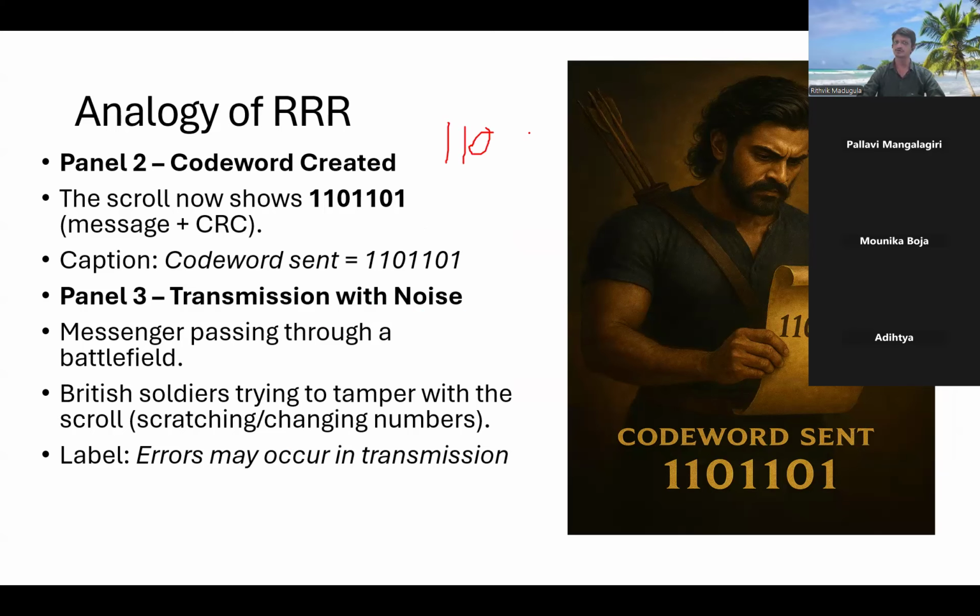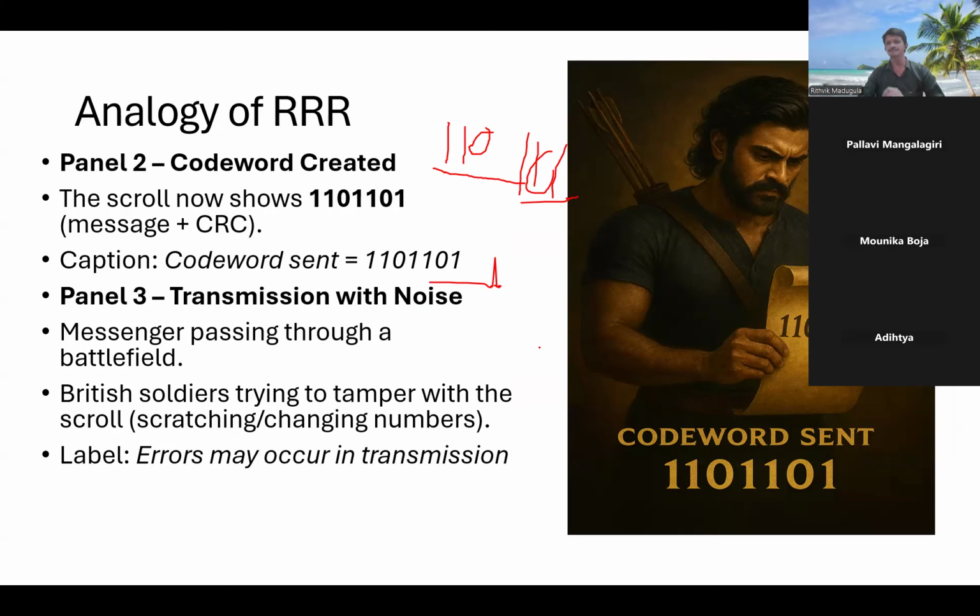11011 01. So this 01 is the remainder that is added to that particular code word. 11011 is the code word. Now we are adding 01101 to that particular code.